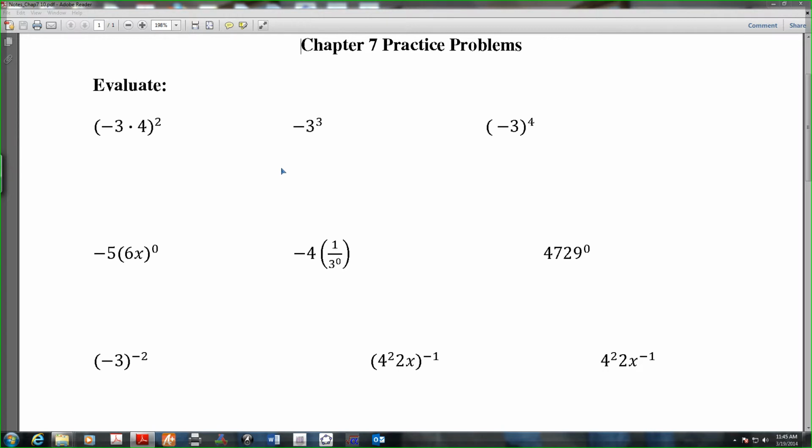Okay, let's look at these problems from 7 and 5 using exponents.